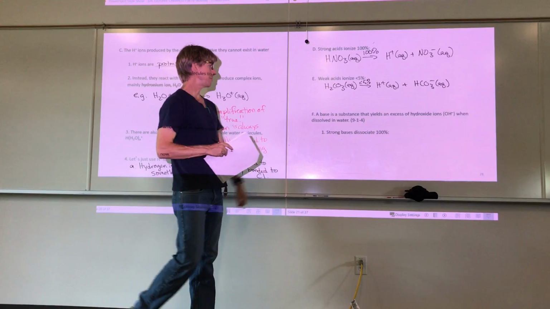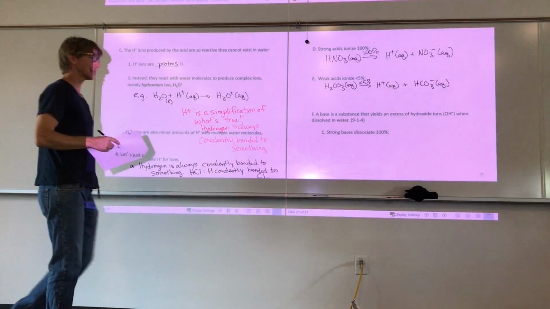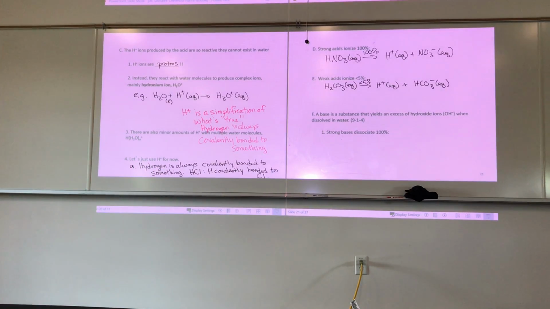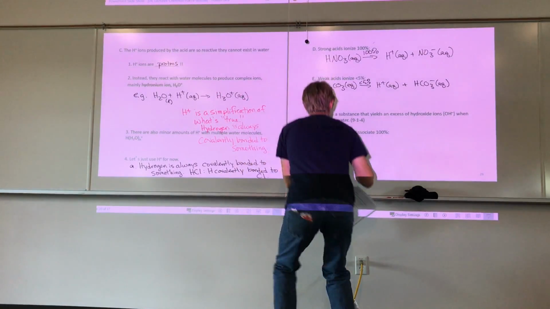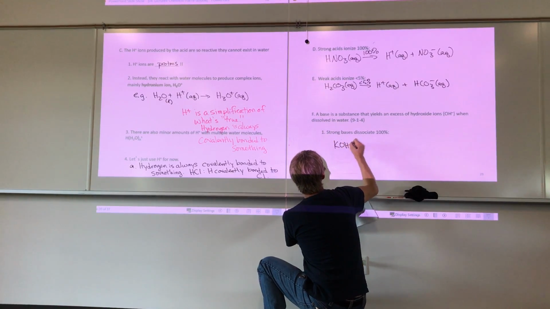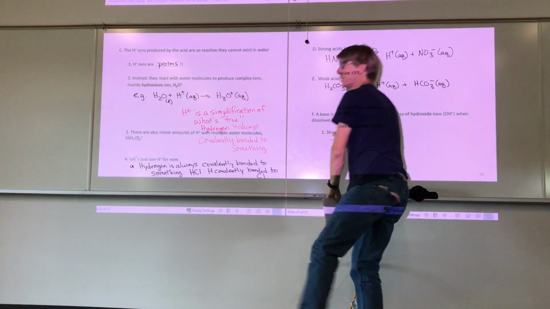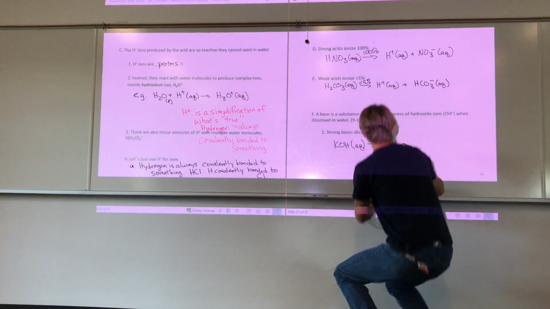Okay. A base is a substance that yields an excess of hydroxide ions when dissolved in water. Strong bases dissociate 100%. We said the strong bases you have to know are lithium hydroxide, sodium hydroxide, potassium hydroxide, rubidium hydroxide, and cesium hydroxide. That's it. That's a limited subset, but that will do for us. Potassium hydroxide dissociates 100% into potassium and hydroxide ions.